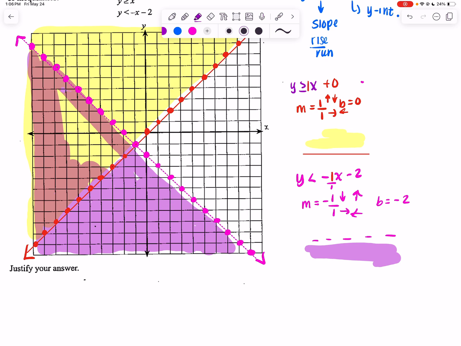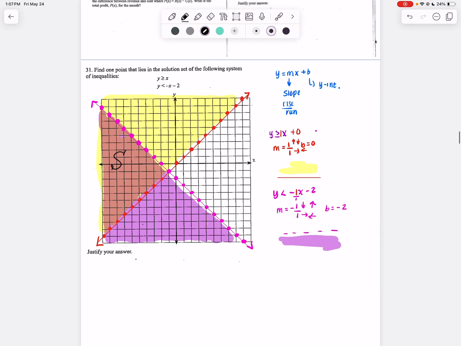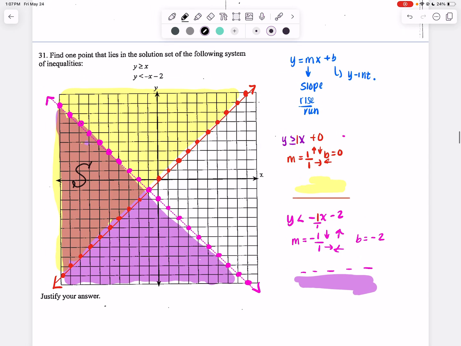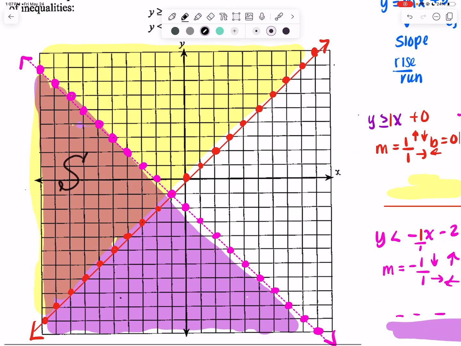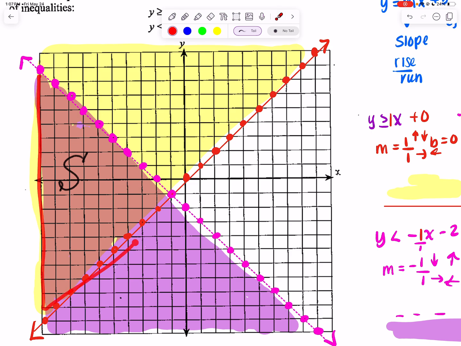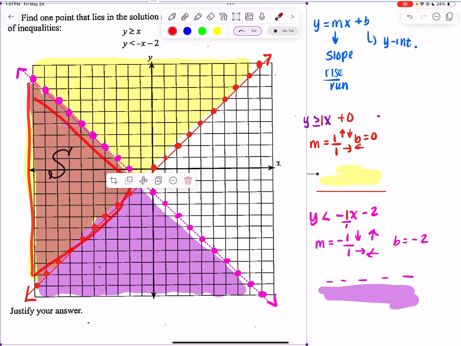And then you have to put a capital letter S in the region where there's overlap and shading. So if you notice, there's 4 regions, 1, 2, 3, 4. I'm going to put my solution right here because that's where both shades are. So let's put a big old S in there, and that's our solution set. Now it says find one point that lies in the solution set. So I can basically choose any of the points in this region. So I'm going to pick a nice and easy one.